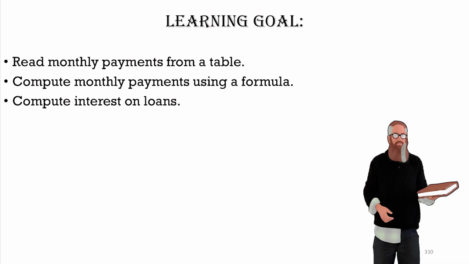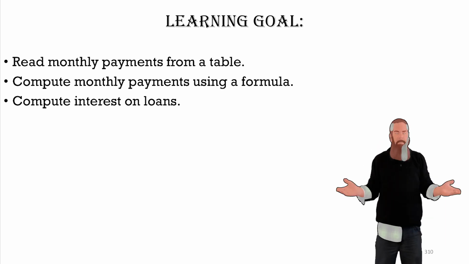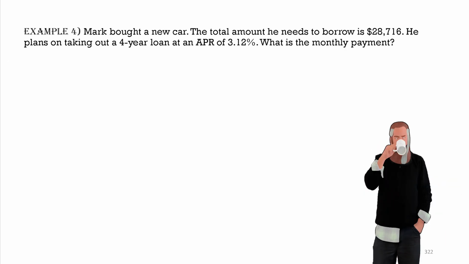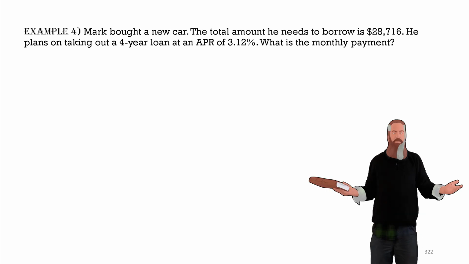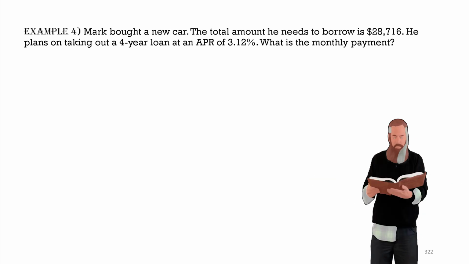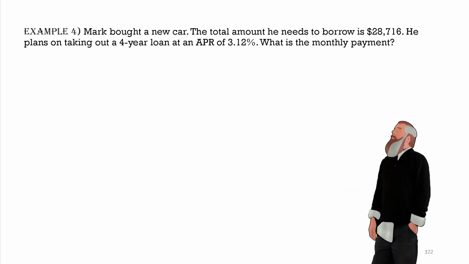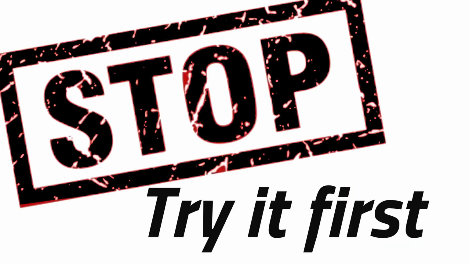Now, let's compute monthly payments using a formula. Mark bought a new car. The total amount he needs to borrow is $28,716. He plans to take out a 4-year loan with an APR of 3.12%. What is his monthly payment?